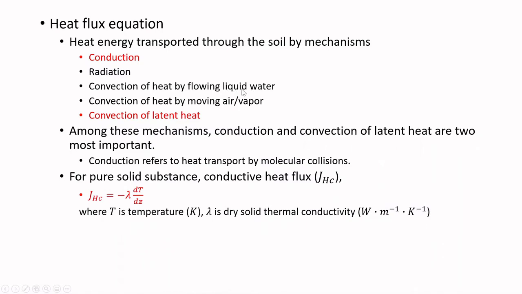For example, this case is liquid water. And convection can also happen to air as well as vapor. So convection of latent heat basically means the evaporation of water becoming vapor, and then it carries the heat with it. So that's called convection of latent heat. Among these mechanisms, conduction and convection of latent heat are the two most important. Most important basically means they have the most significant effect.